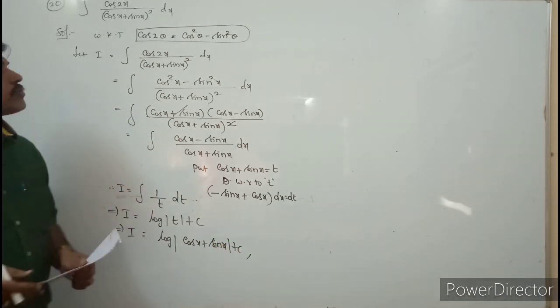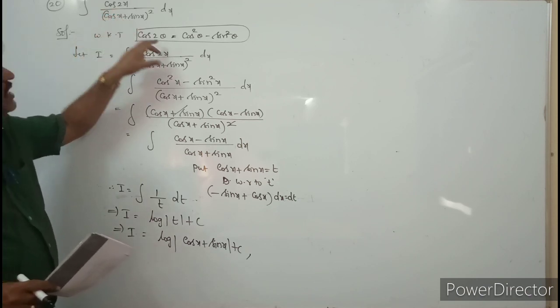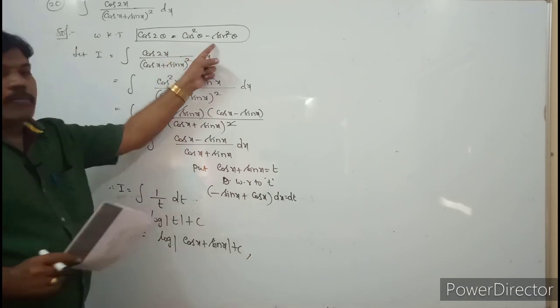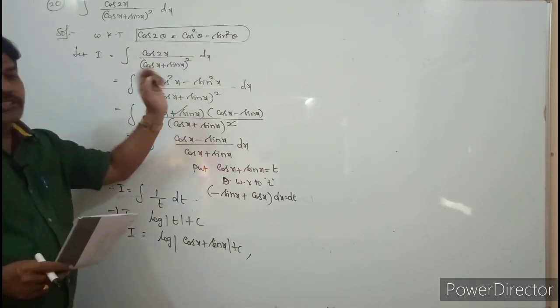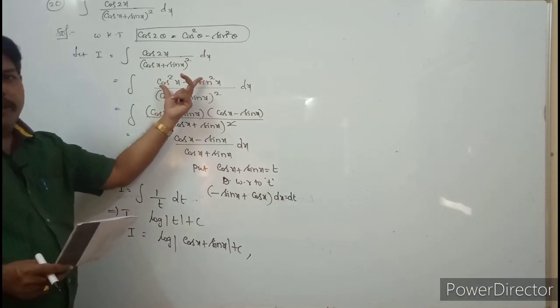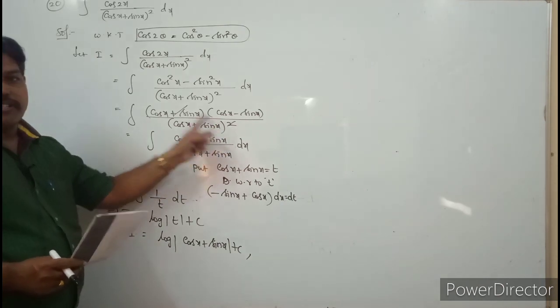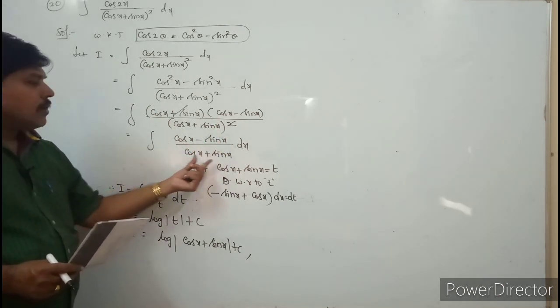So see that question, students. First you have to understand this formula. What is that formula? Cos square theta minus sin square theta, which is cos 2 theta, is cos square x minus sin square x. So a square minus b square form is here, a plus b into a minus b. In the denominator the square is there, just cancel the term. You will get cos x minus sin x by cos x plus sin x.